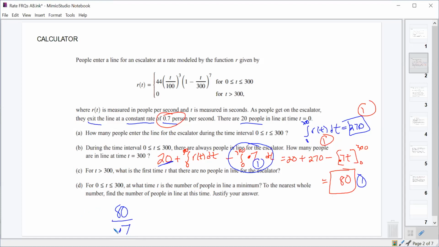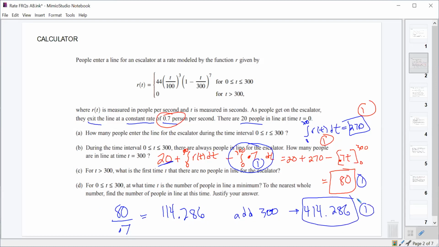80 divided by 0.7 gives us 114.286. And then we're talking about at what time t. So we have to add 300 to it because this is after time 300. So we should end up with 414.286. And that was just 1 point for the answer there. Everybody good with part C? Any questions on part C?